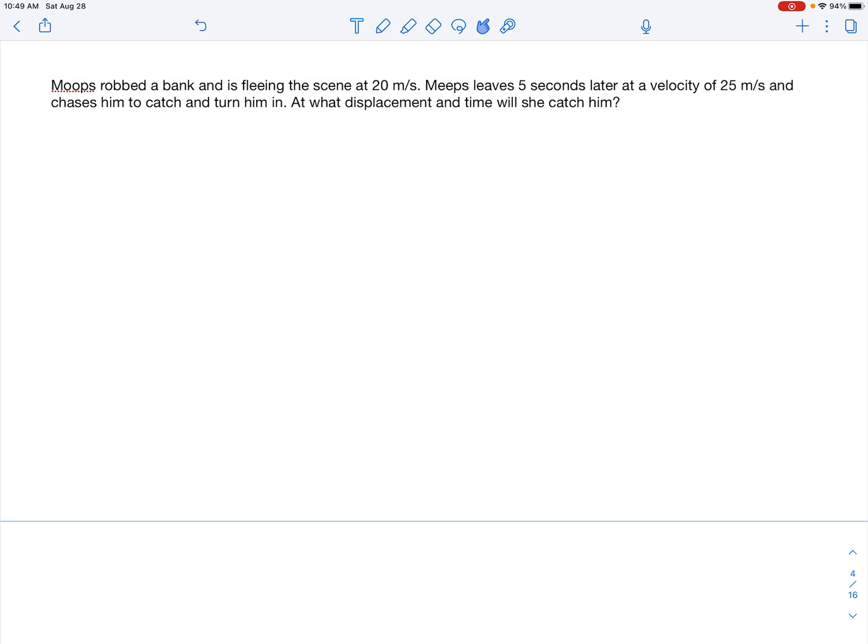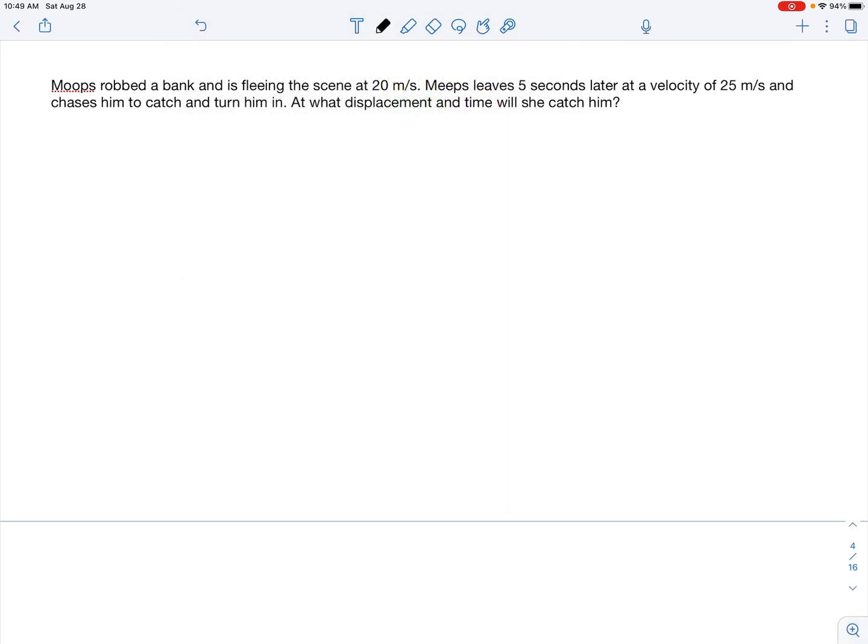Number 2 is like part 2 for our lab. Moops robbed a bank and is fleeing the scene at 20 meters per second. Meeps leaves 5 seconds later at a velocity of 25 meters per second and chases him to catch him and turn him in. At what displacement and time will she catch him?